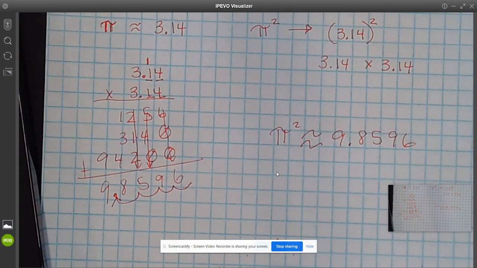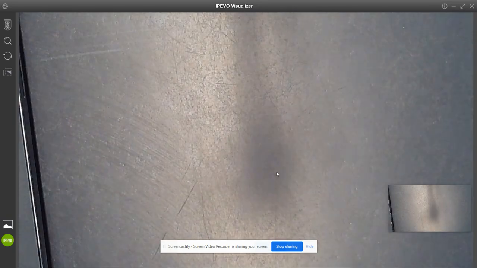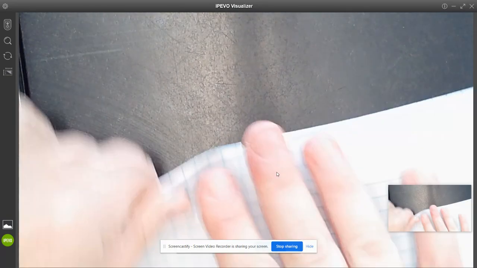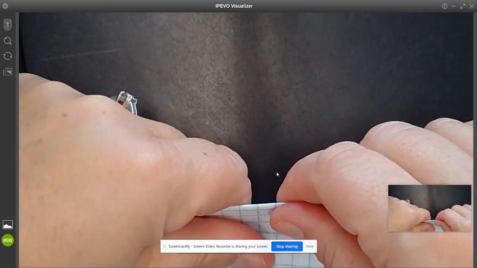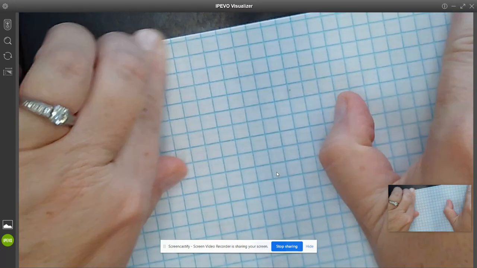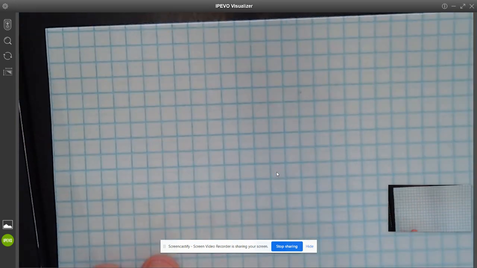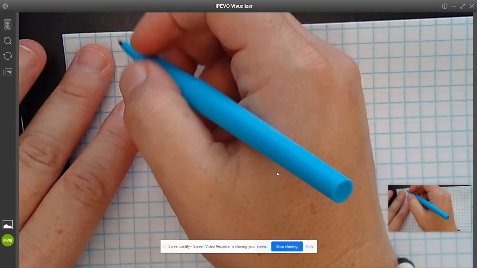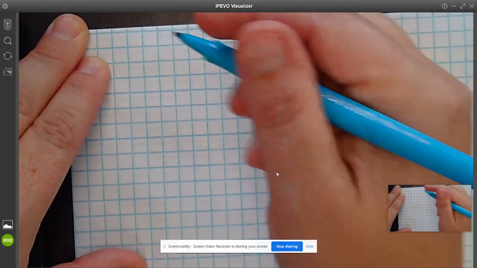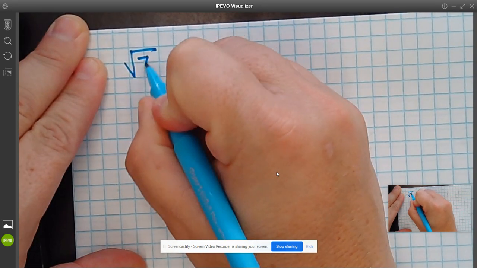Right? So now we need to estimate the square root of 75. So I'm going to show you something that was in one of the videos you watched on Edpuzzle, but we haven't gone into the details too much. So, the square root of 75.